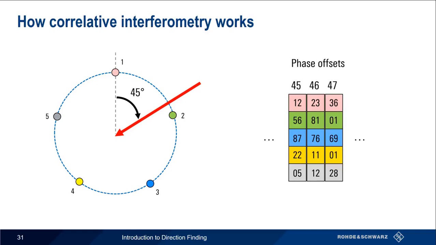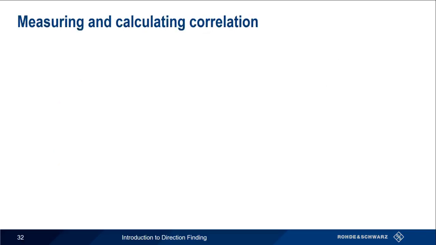This calibration is typically done for each reference angle, 0 to 360 degrees, in increments of 1 degree. The end result is a table that contains phase offsets for all incoming signal angles. Measuring phase differences is where the interferometry part of this methodology's name comes from. Now that we've explained the interferometry part, let's explain the correlative part.